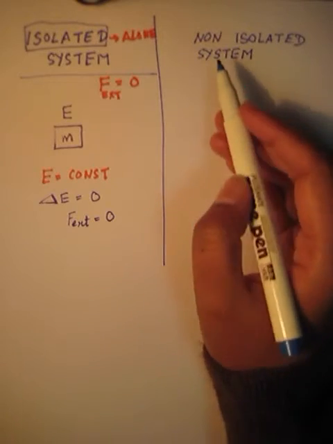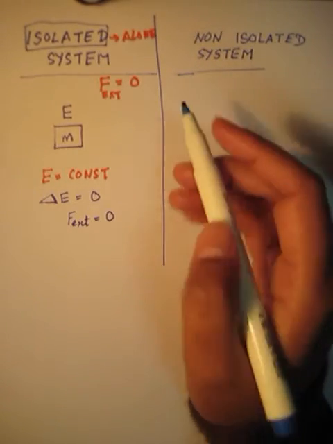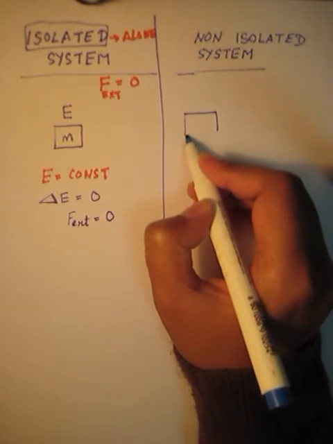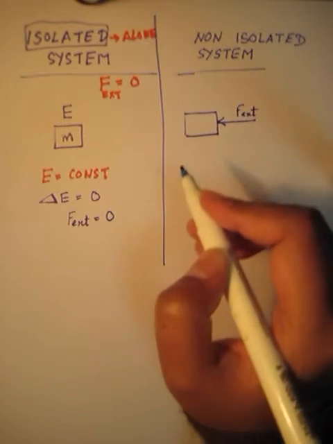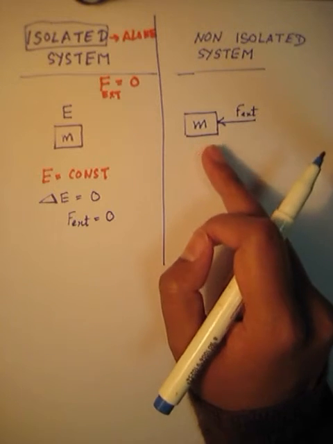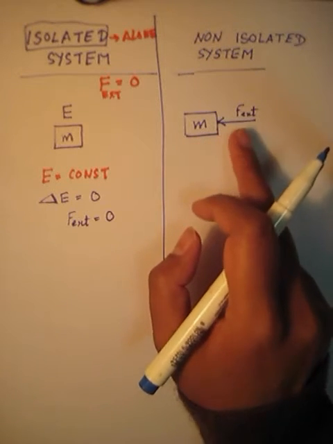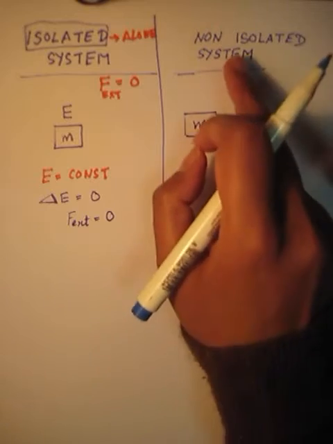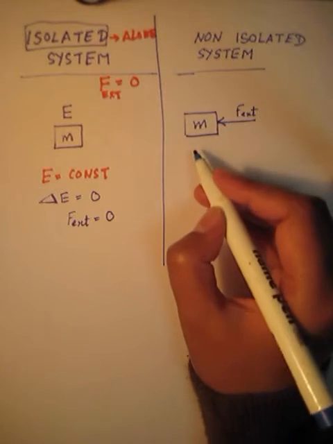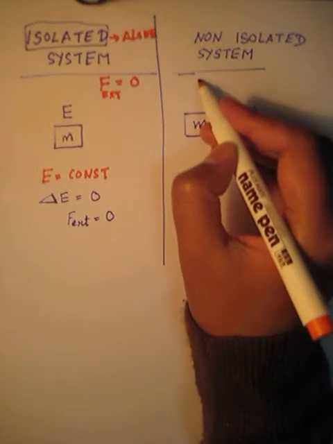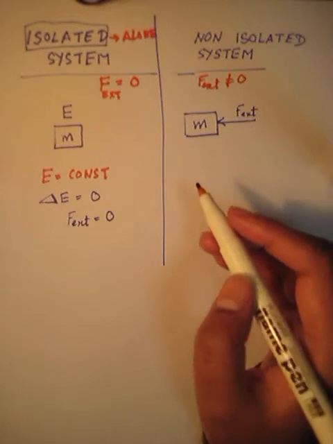On the other hand, in a non-isolated system, the system is not alone. It is in contact with something. Let us say you have an object and some external force is acting on it. Then the velocity or energy of this object will change. If the energy of the object changes because of this external force, such a system is called a non-isolated system, because it is being acted upon by an external force. In this case, the external force will not be equal to 0. It will have some value.